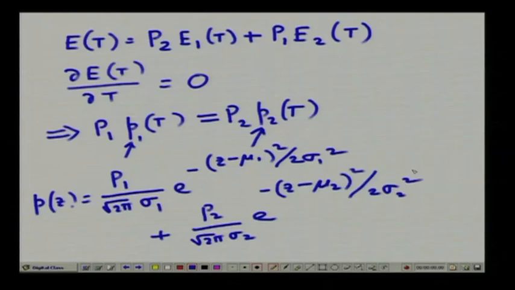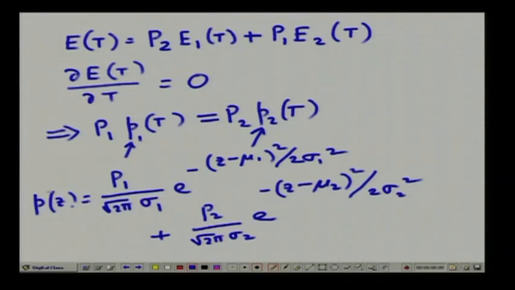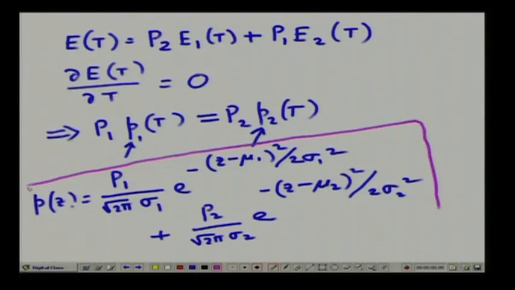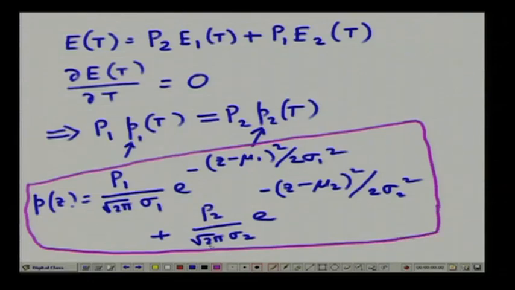where mu 1 is the average intensity value of the background region and mu 2 is the average intensity value of the object region, and sigma 1 and sigma 2 are the standard deviations of the intensity values in the background region and the object region. So, by assuming this Gaussian probability density function, we get the overall probability density function as given by this expression.